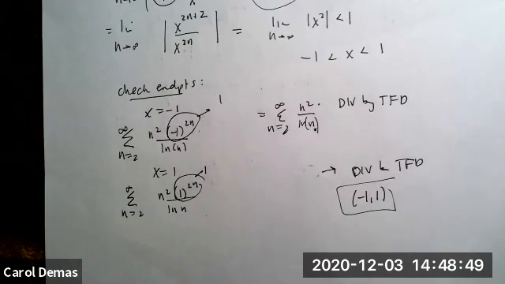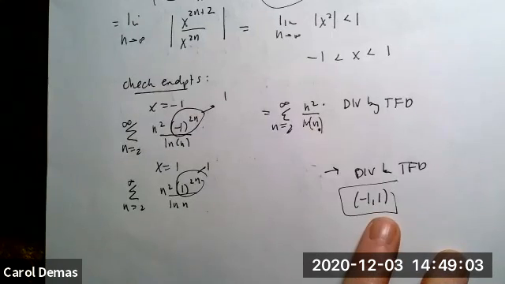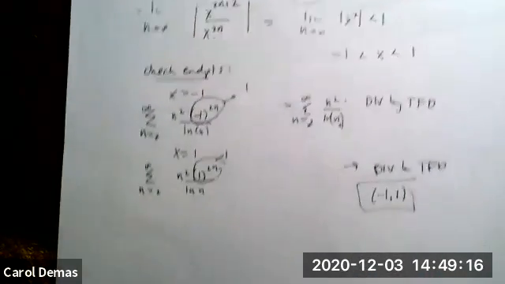Okay, who's ready for 11? The other question didn't ask for the interval. Okay, we're only checking endpoints if we're asked to. If they ask us for the radius, we just find the radius. If they ask us for the interval, we have to check the endpoints. To determine the bounds, you plug into the original series. Absolutely, yes. Okay.